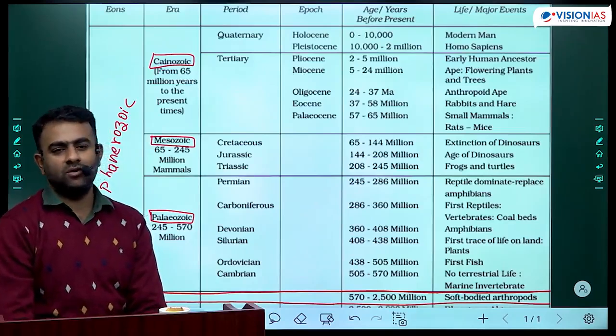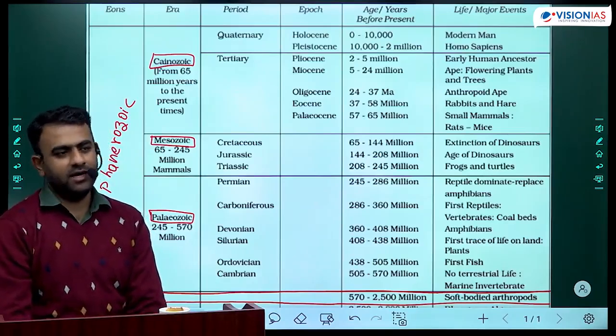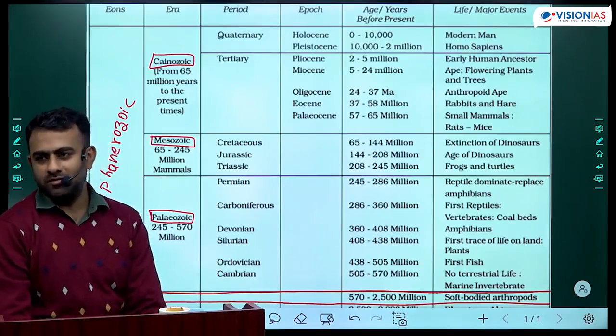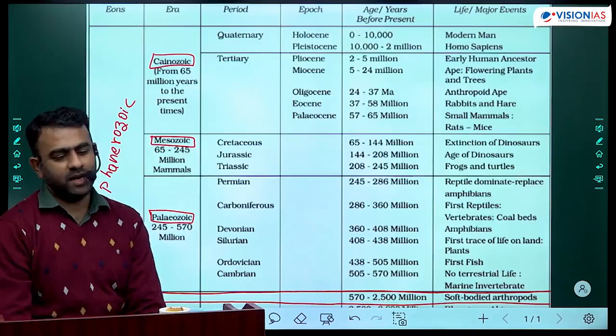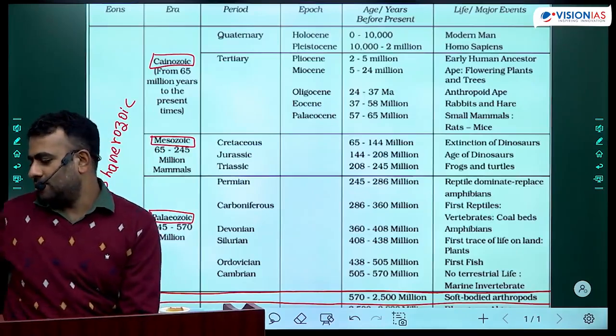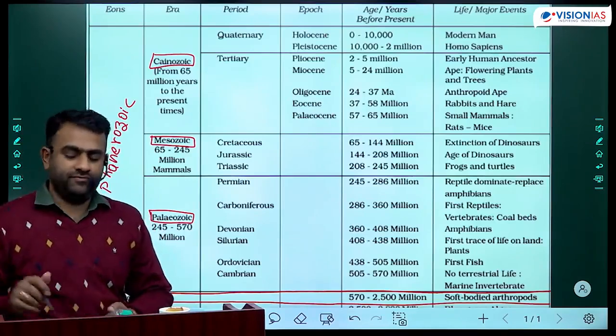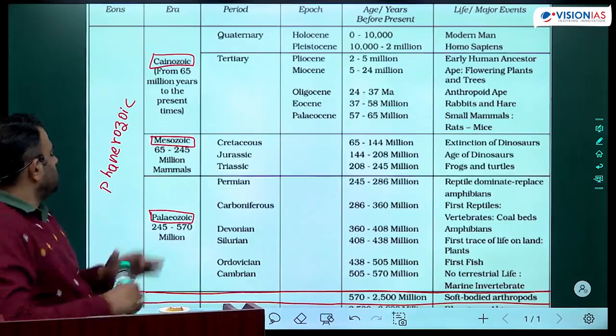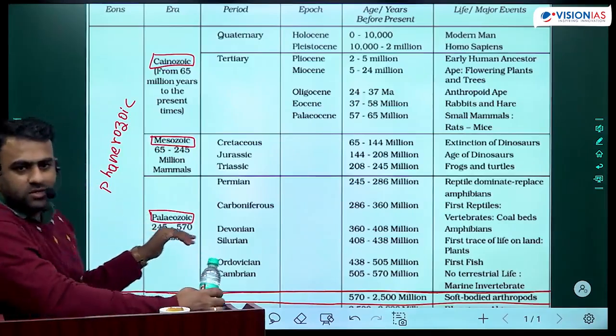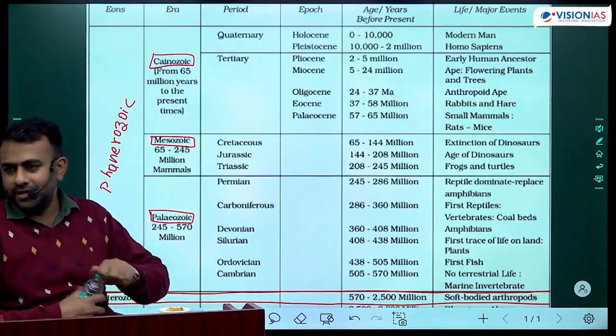Phanerozoic is the eon of life. Earlier also there was life, but it was not at all dominant. It had not much impact on the earth. Now the earth is totally dominated by the presence of life. The Phanerozoic begins with the Paleozoic. Paleozoic शुरू होता है 570 million years ago.